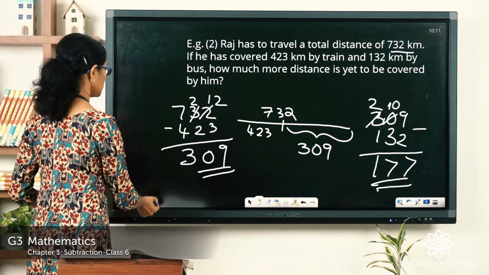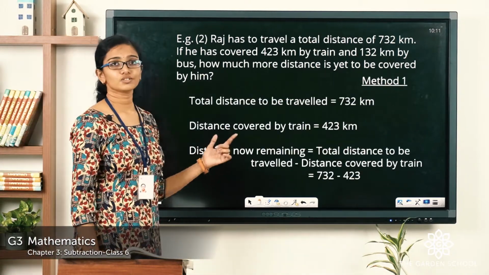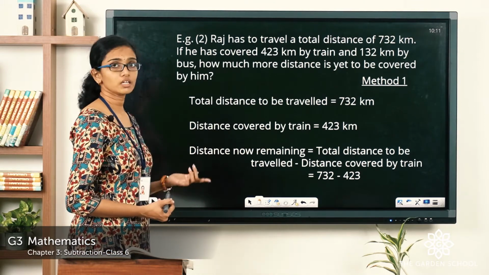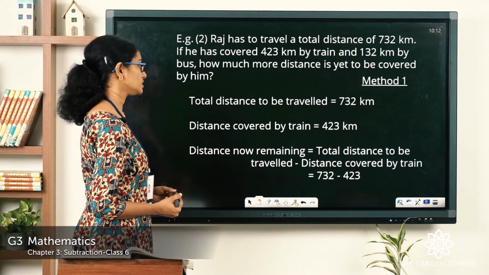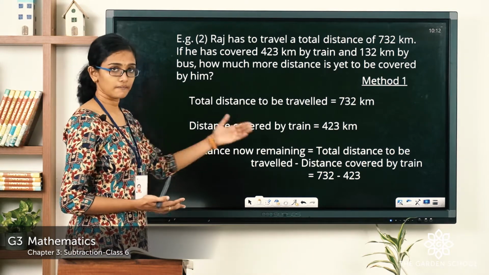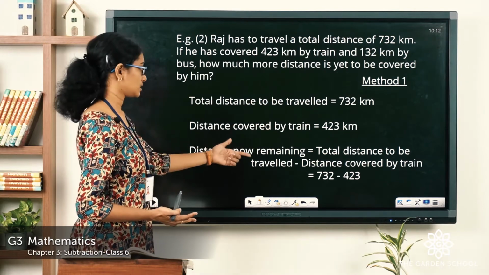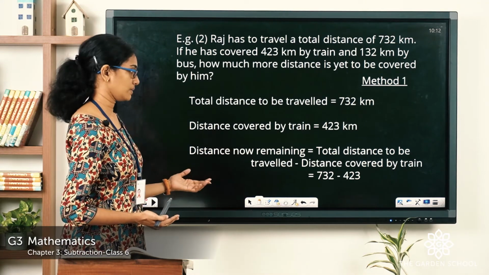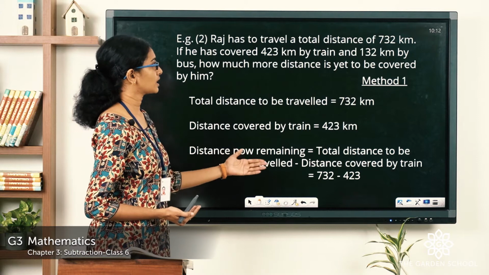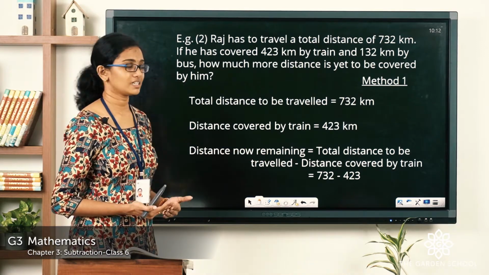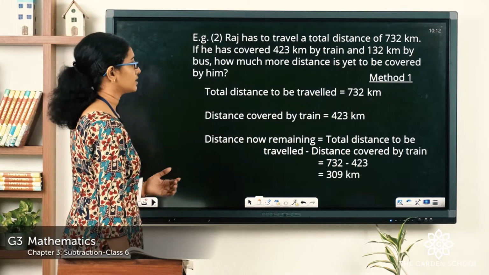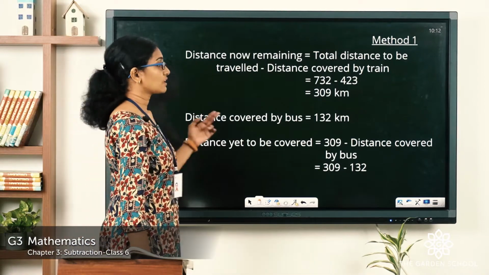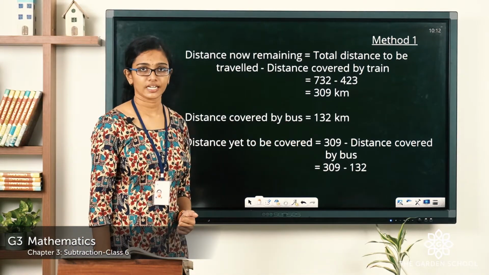So this is one method. Let's see the steps for this method. The total distance to be traveled is equal to 732 kilometers. The distance covered by train is equal to 423 kilometers. The distance now remaining after traveling 423 by train is equal to the total distance to be traveled minus distance covered by train. So that is equal to 732 minus 423. What is the answer there? That is 309 kilometers. Now, distance covered by bus is equal to 132 kilometers.